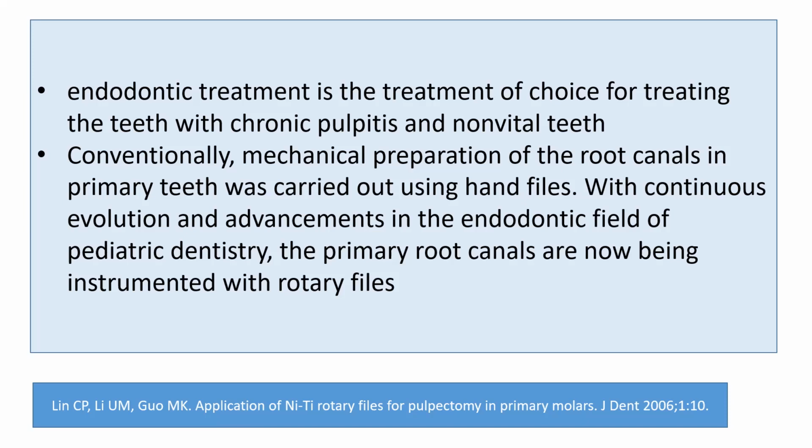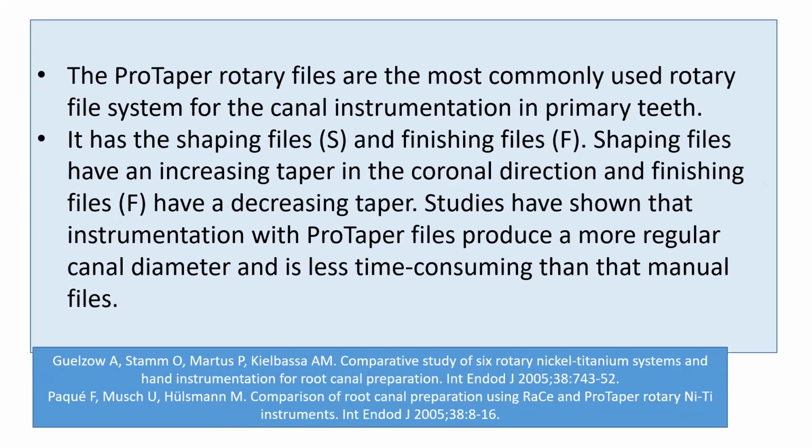With continuous evolution and advancement in the endodontic field of pediatric dentistry, the primary root canals are now being instrumented with rotary files. The ProTaper files are the most commonly used rotary file system for root canal instrumentation in primary teeth. It has shaping files and finishing files. Shaping files have an increased taper in the coronal direction and finishing files have decreased taper. Studies have shown that instrumentation with ProTaper files produces a more regular canal diameter and is less time consuming than the manual files.